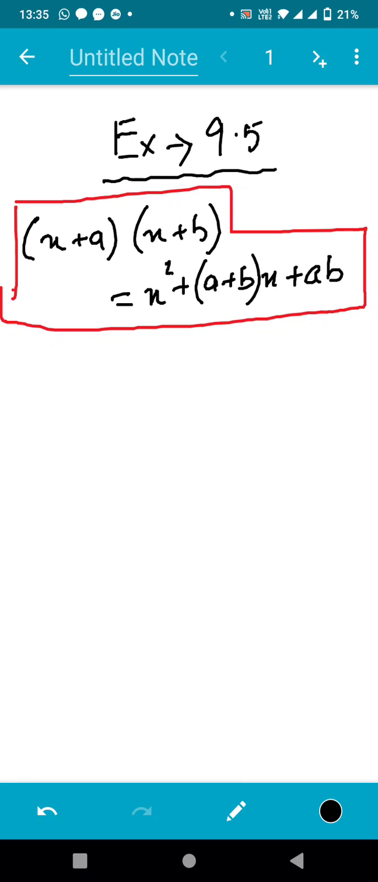Hello students, now in this session I will explain sum number 3 and 4 of question number 2 exercise 9.5. So let us see what we have in sum number 3 of question number 2.